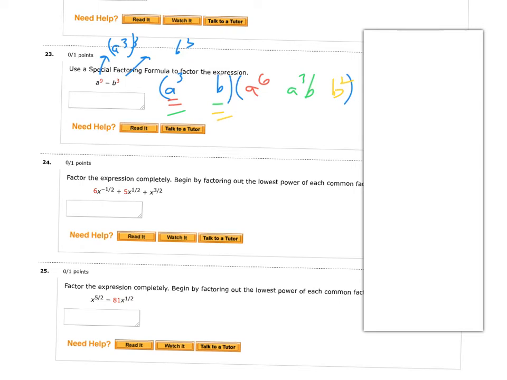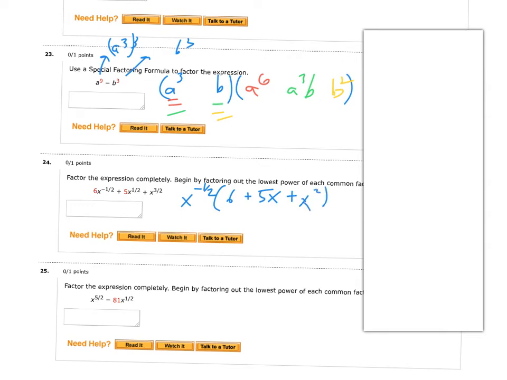Okay, next up here, number 24. So for this one, we're going to do a GCF first. We're going to take out the smallest power of x, which is actually negative 1/2. And we'll just leave that with 6. And then this one will increase to 5x, because remember, if we take out a negative exponent, it's actually going to add that much. So it's plus 5x to the first. And then 3 over 2 plus 1/2 is 4 over 2, which is just squared.